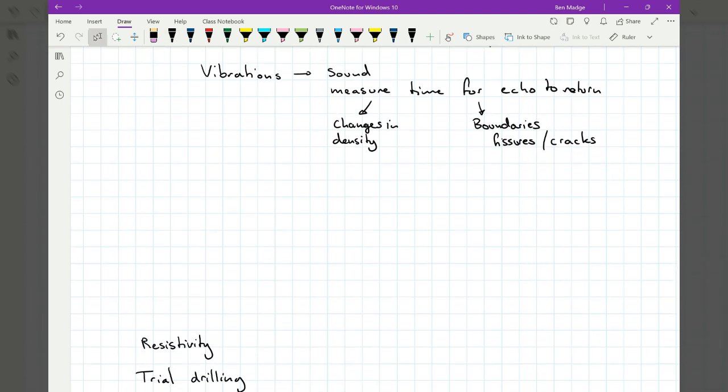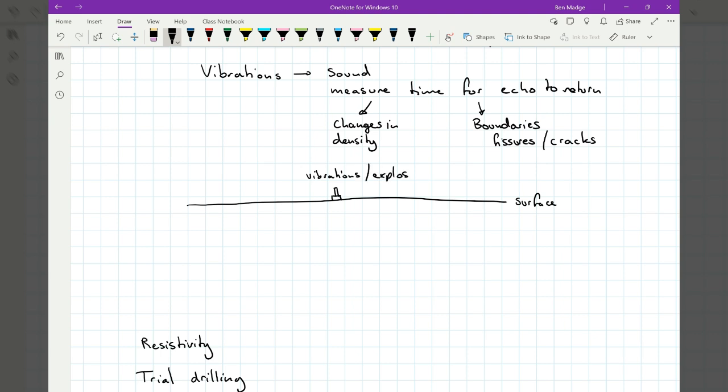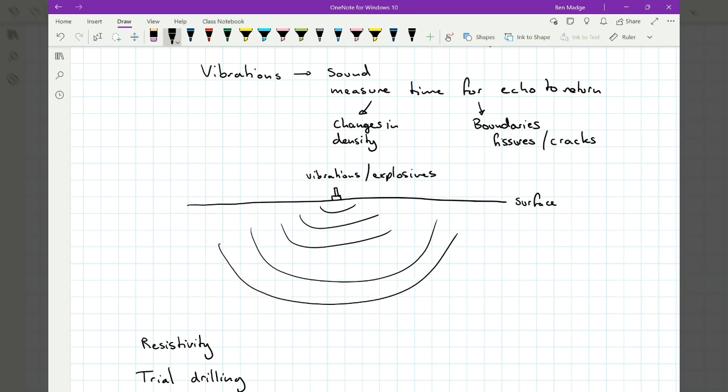So the way that this works is we have our ground surface. We place a sound generator. So this could be a seismic truck with like a thumper that just hits the ground really hard. Or it can be explosives. And this will send out a wave of sound out into the rocks beneath.